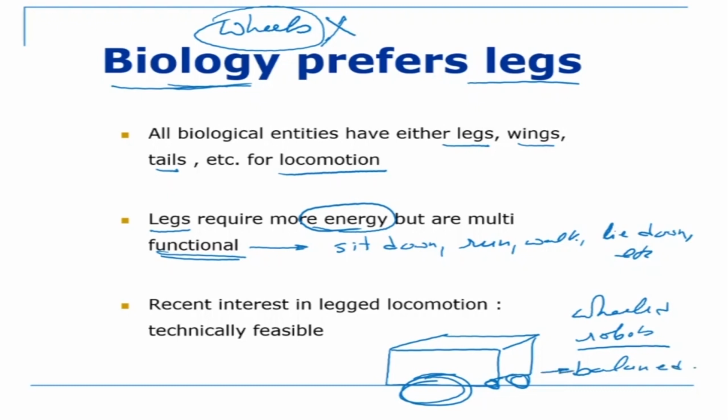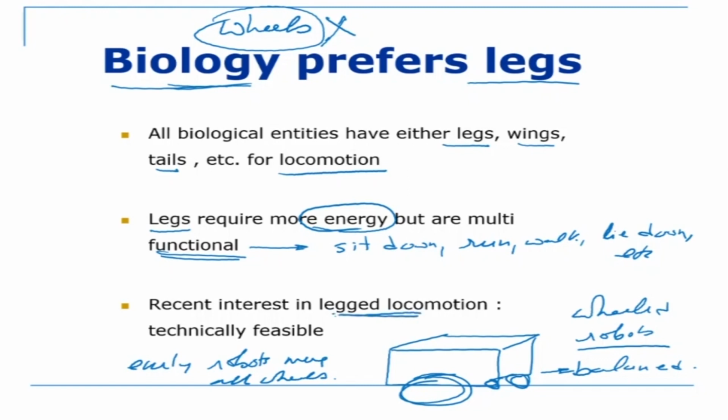If you have a tricycle or a four-wheeled car, the car is balanced. You don't need to balance it. It doesn't fall down. Like a bicycle, you need to balance it. But a four-wheeled car, you don't need to balance it. It stands by itself. That is the reason why the early robots were all wheeled.